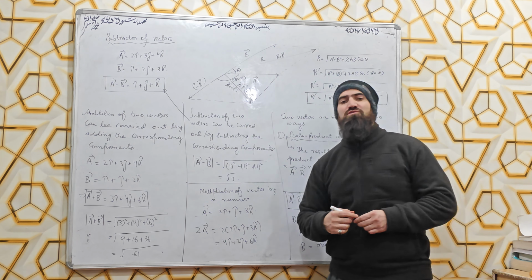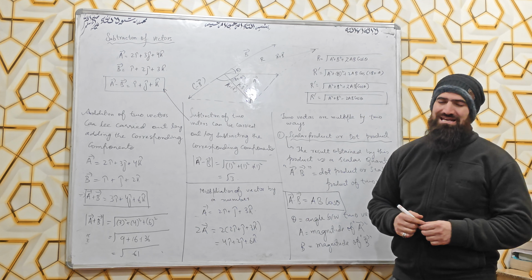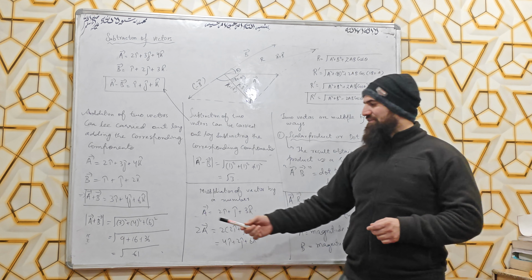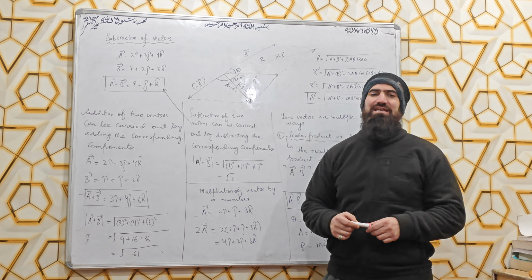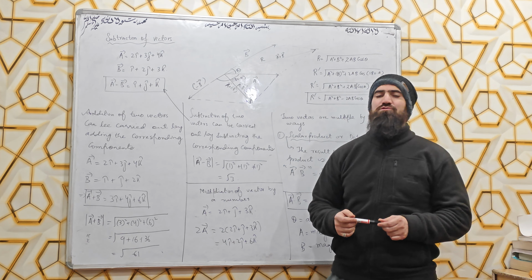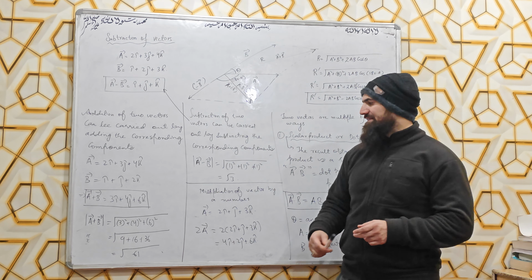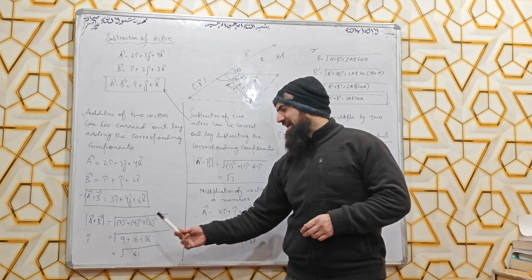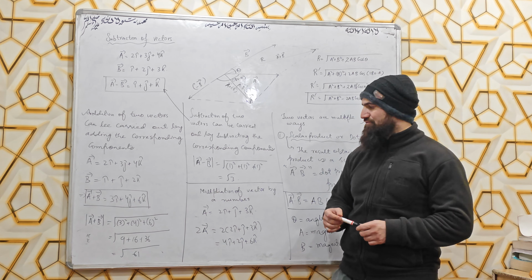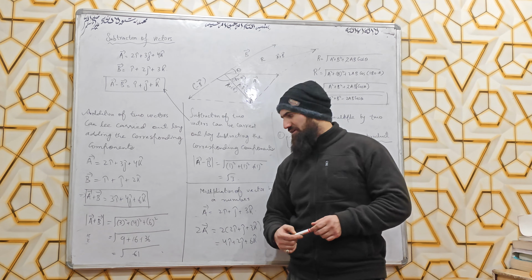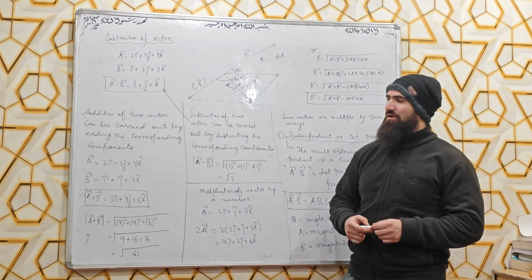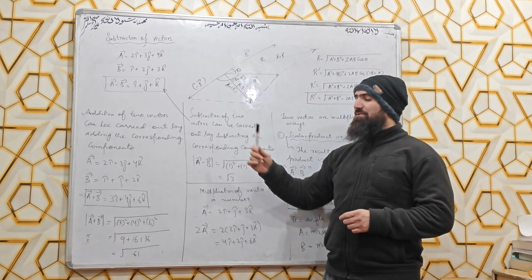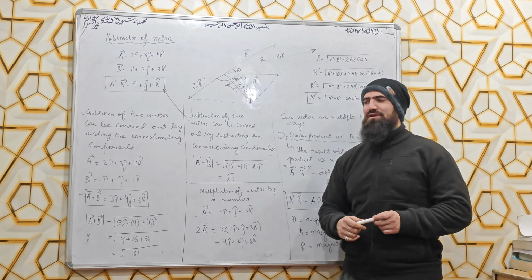Now if we are supposed to find the magnitude of a plus b, that can be found by the formula, that is root of the x component square plus y component square plus z component square. In this case, the x component is 3, so it will be 3 square plus 4 square plus 6 square. 3 square is 9, 4 square is 16, and 36 is the square of 6. So that's root 61.